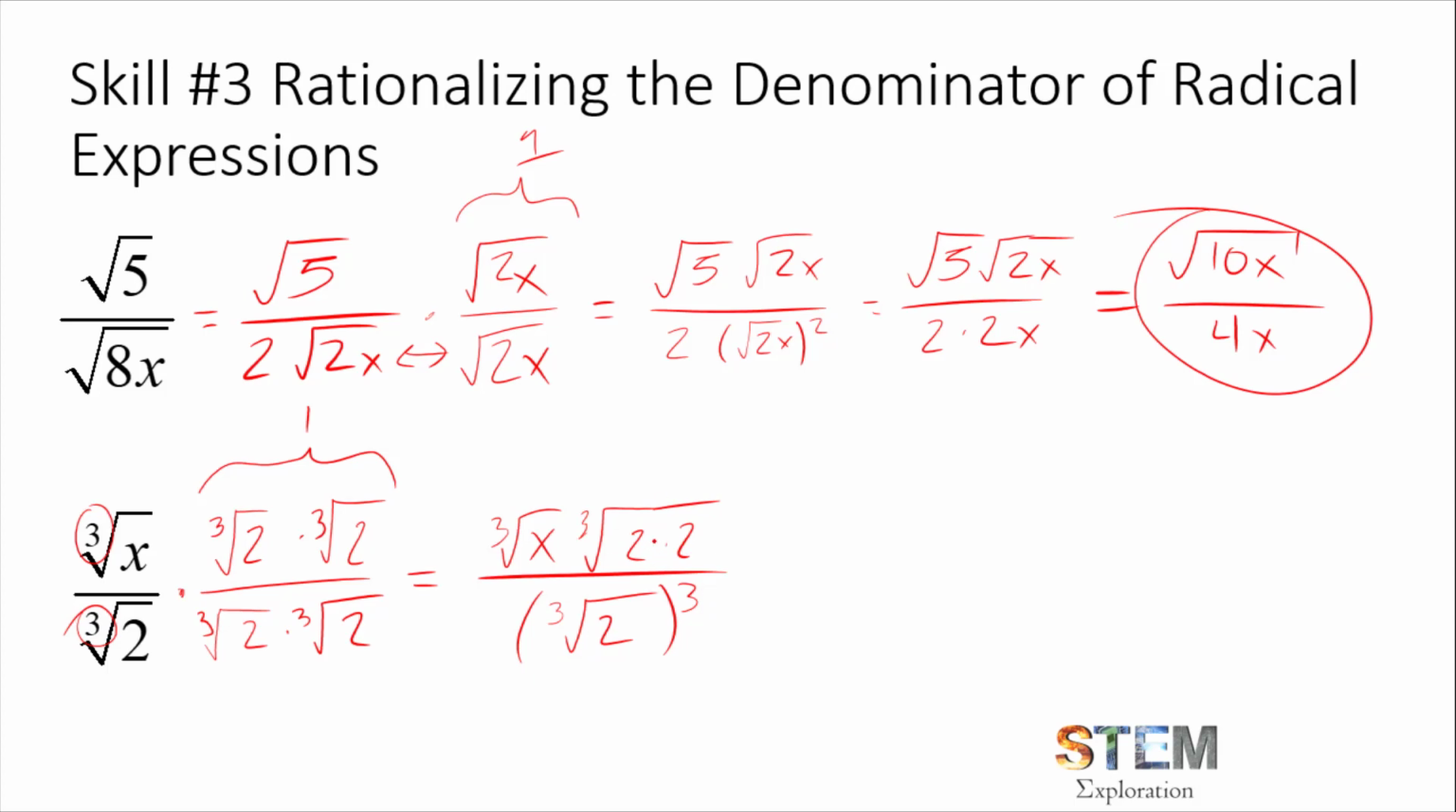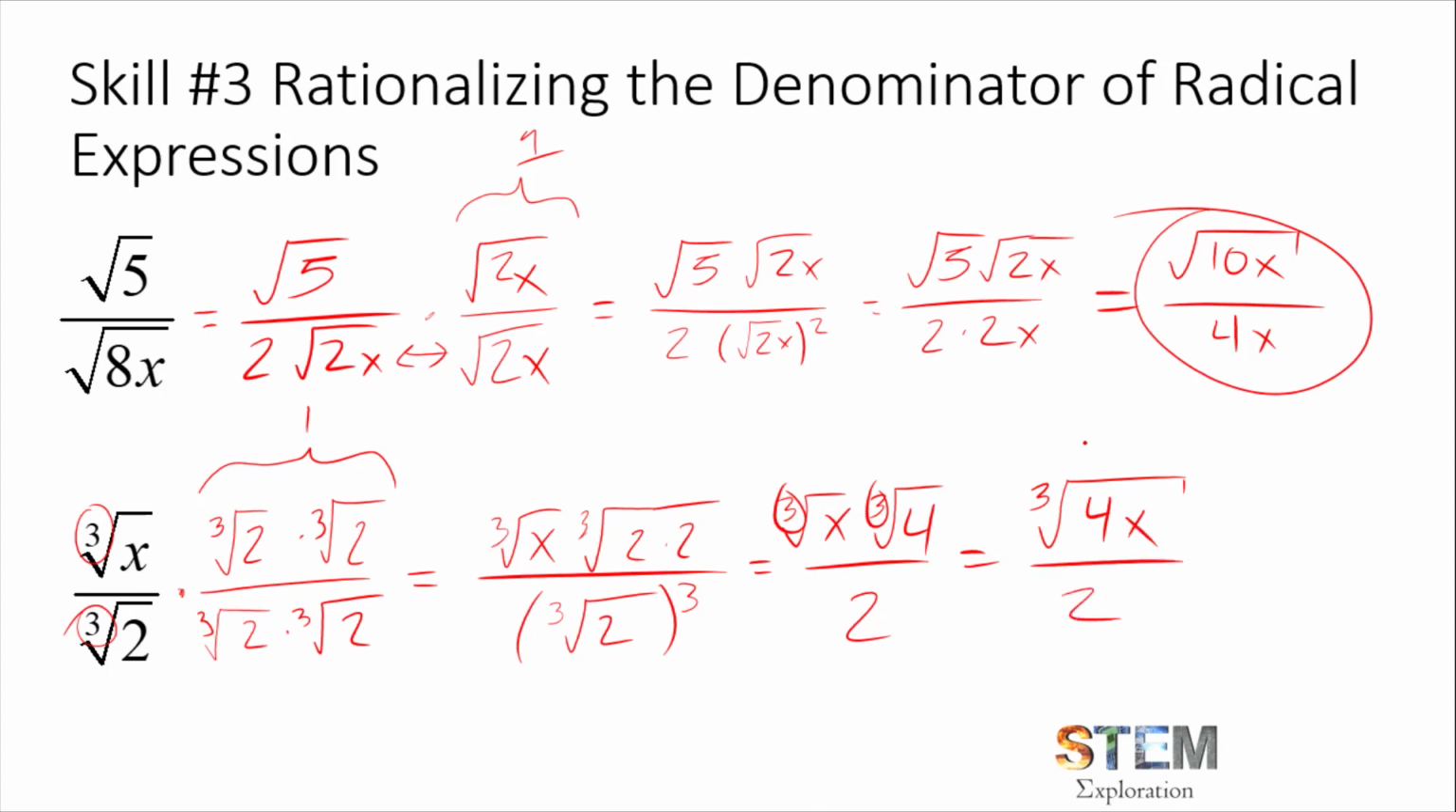And now I'm adding more on top here, but on the bottom, I can clean that up to a 2. I get the cube root of x times the cube root of 4. These guys share the same index. So now I can rewrite this whole thing as the cube root of 4x all over 2. And I now have a cubic radical expression completely simplified with a rationalized denominator.